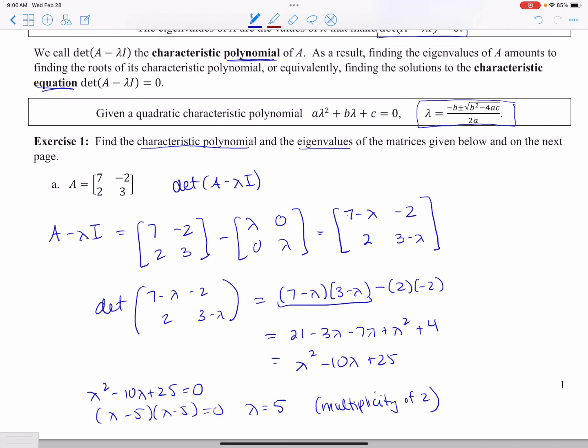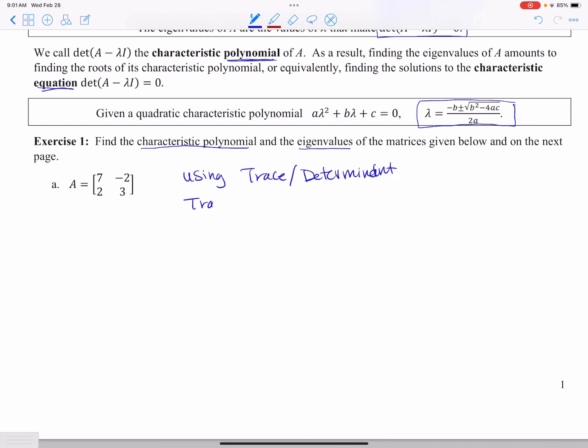All right, so for those of you that may have had differential equations, you often do this a different way. You may see the trace determinant plane. So I'm just going to do this differently, and this only works for 2x2s. So I'm going to erase and do it again. Okay, the trace is the sum of the diagonal entries. So here it would be 7 plus 3, which is 10. And the determinant of the matrix is 21 plus 4, which is 25.